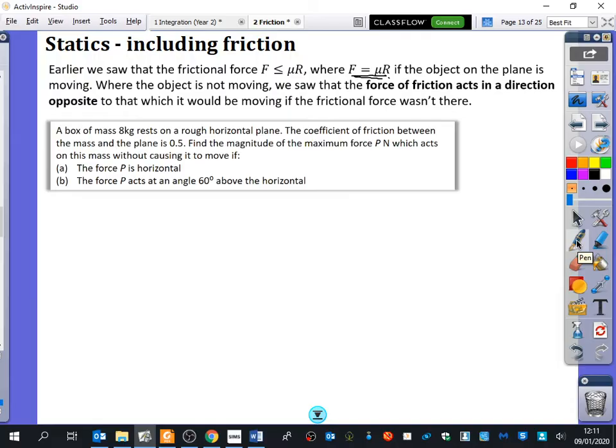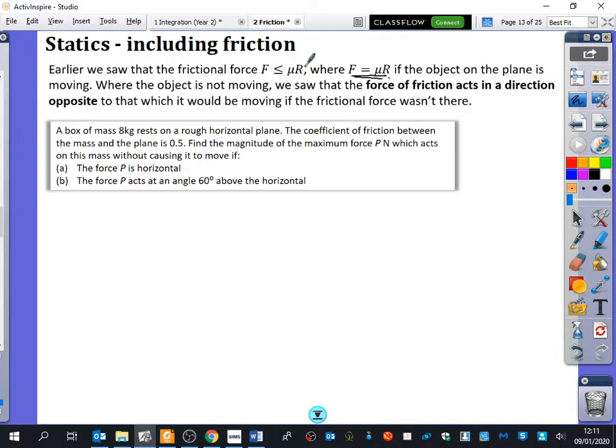Earlier we saw that the frictional force F was less than or equal to mu R. In other words, that was the maximum it could be, but it didn't have to be that maximum value. It could have been less than that. F is equal to mu R if the object on the plane is moving. Or what else could be true when F is equal to mu R? It could be moving, or on the verge of moving, or on the point of slipping, or in what kind of equilibrium did we call it? Limiting equilibrium. There's a few different ways we could say that.